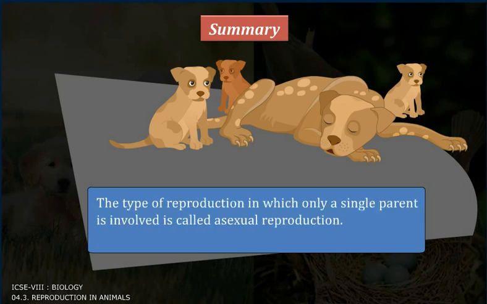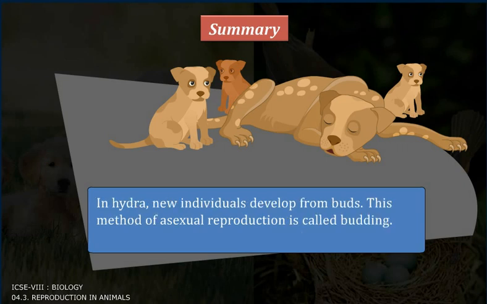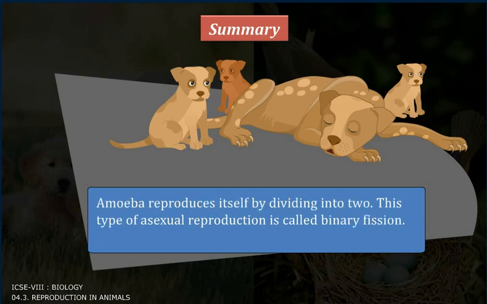The type of reproduction in which only a single parent is involved is called asexual reproduction. In Hydra, new individuals develop from the buds. This method of asexual reproduction is called budding. Amoeba reproduces itself by dividing into two. This type of asexual reproduction is called binary fission.